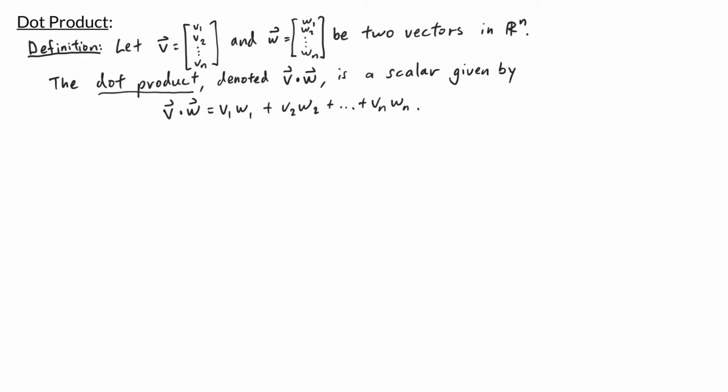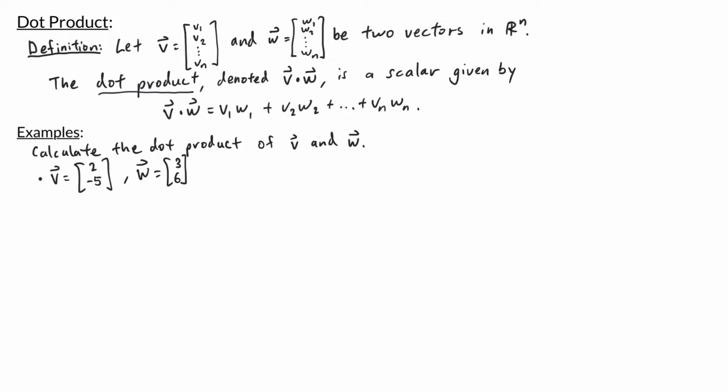Let's do a few examples. So here we want to calculate the dot product of V and W. In our first example, V is the vector 2, negative 5, and W is the vector 3, 6. So the dot product V dot W is the product of their first entries, so that's 2 times 3, plus the product of their second entries. That's negative 5 times 6. So we get 6 and then minus 30, or negative 24.